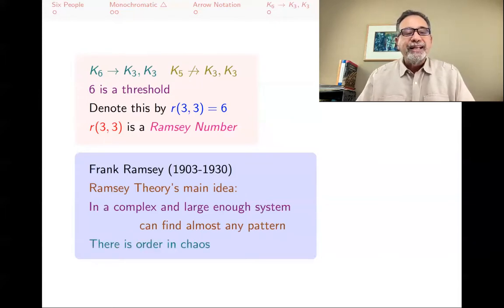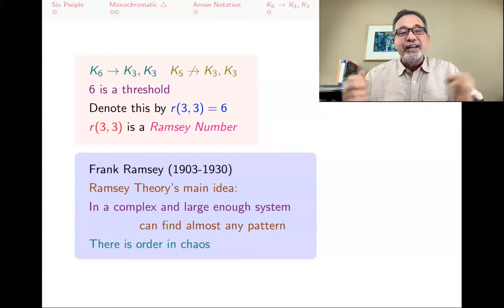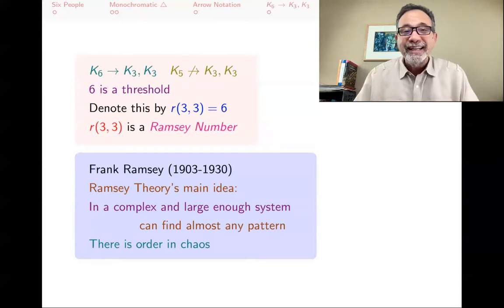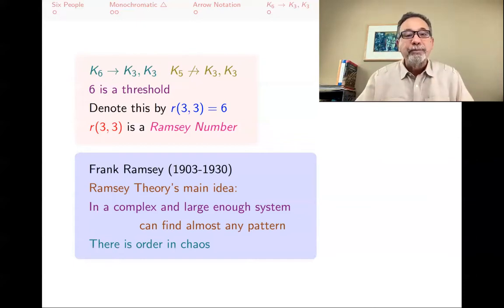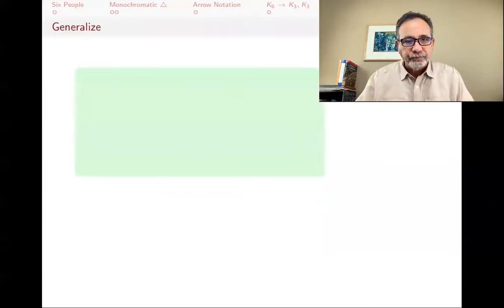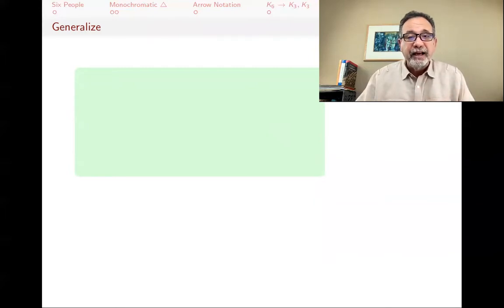In other words, in places where you might see chaos, there's actually order. So if your system is large enough, even if it looks chaotic, there's more order in it than first meets the eye. That's the general idea, but we want to make that a little bit more precise. So first of all, let's generalize. Now, we proved that K6 arrows to K3, K3, but K5 doesn't. But what else can I ask?